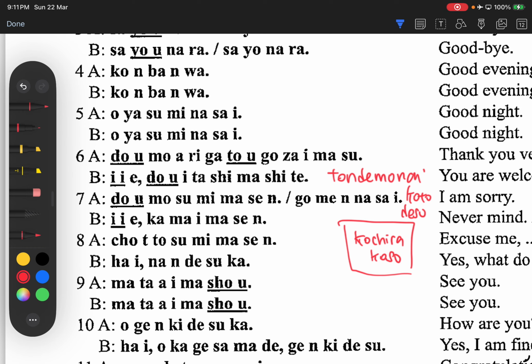B. いいえ。構いません。Okay, so 構いません simply means I don't mind. Or rather it means don't mind. 不要介意 right? Don't mind.